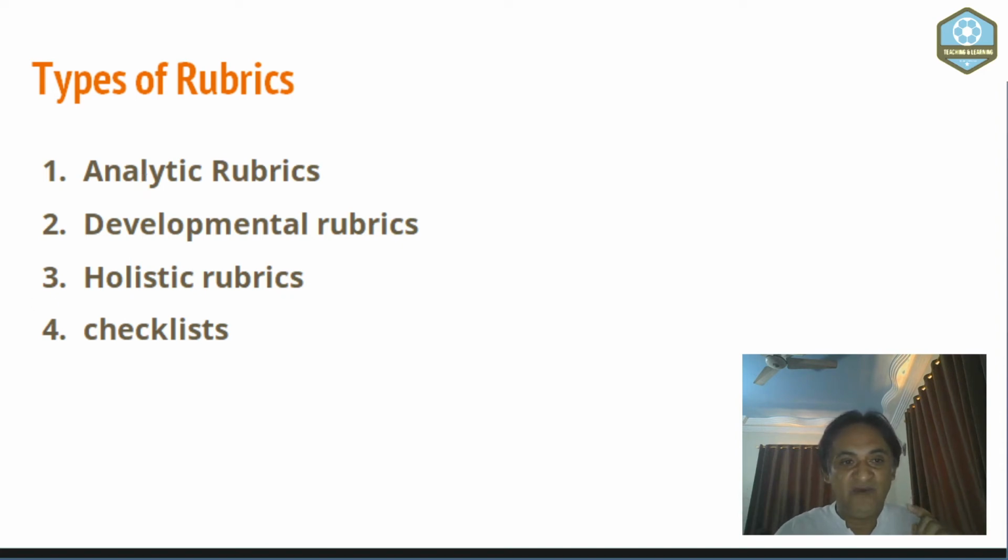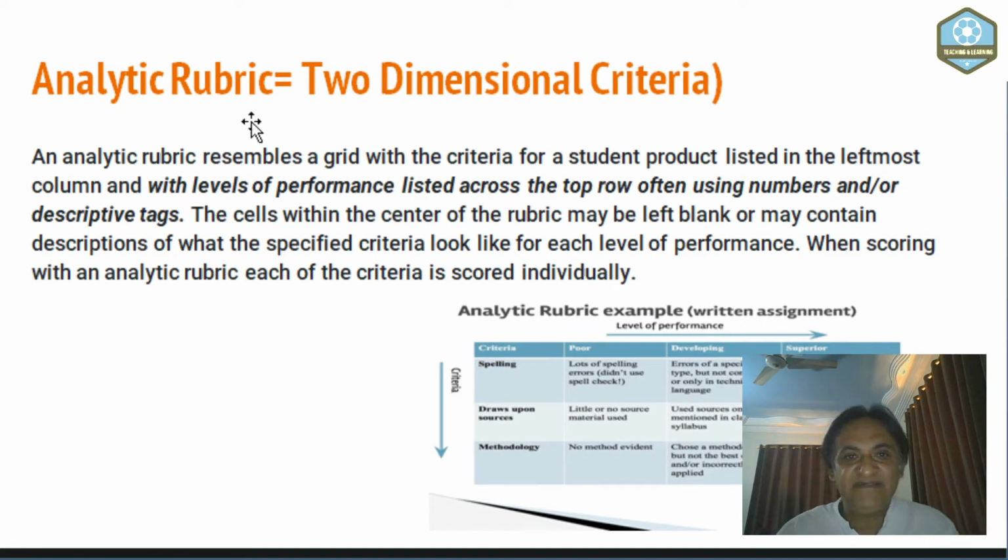Now, first, this is a two-dimensional criteria. That is one thing about the analytic rubric. The analytic rubric and the development rubric are both two-dimensional. What does two-dimensional mean? It means the domain, that is, what area is going to be evaluated, and how it is going to be evaluated. This column helps you with the criteria or the domain, this row helps you score or scale each criterion, and these boxes help you set the criteria and the description.